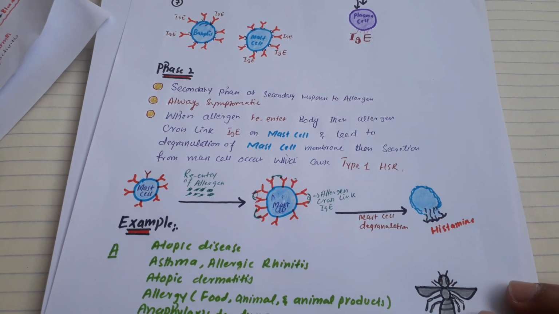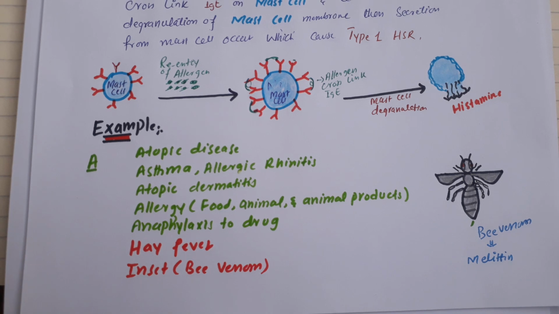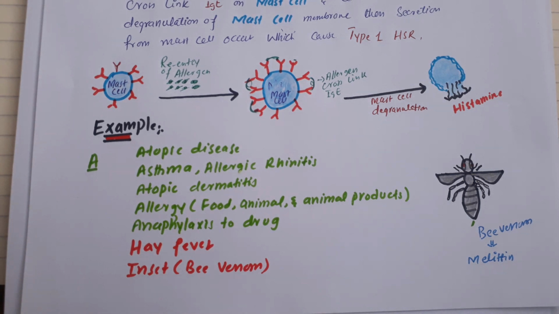Now, in the secondary phase, we have to understand the examples of type 1 hypersensitivity reaction. As I told you, these include atopic diseases like asthma, allergic rhinitis, and atopic dermatitis. We have allergy to food and animal products, and anaphylaxis to drugs. Sometimes drugs can also cause type 1 hypersensitivity reaction. Also hay fever, and insects like bees, where the bee venom contains melittin, which also leads to mast cell degranulation.